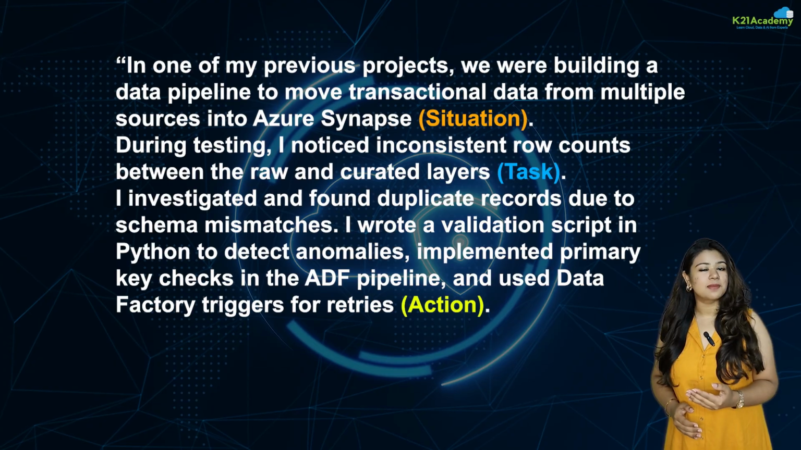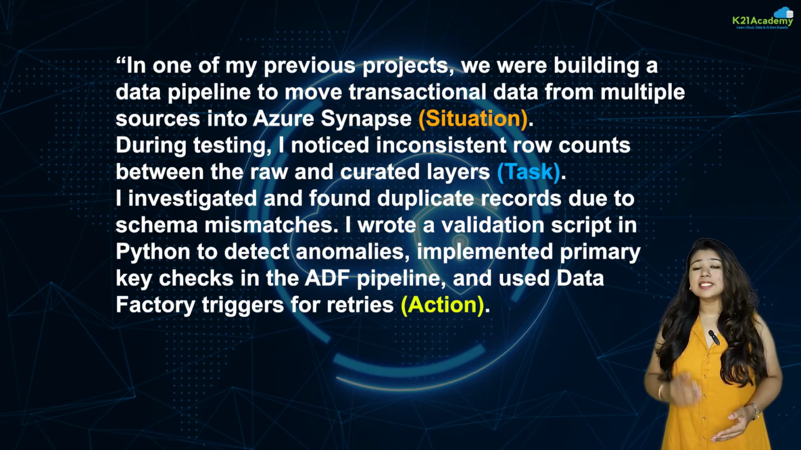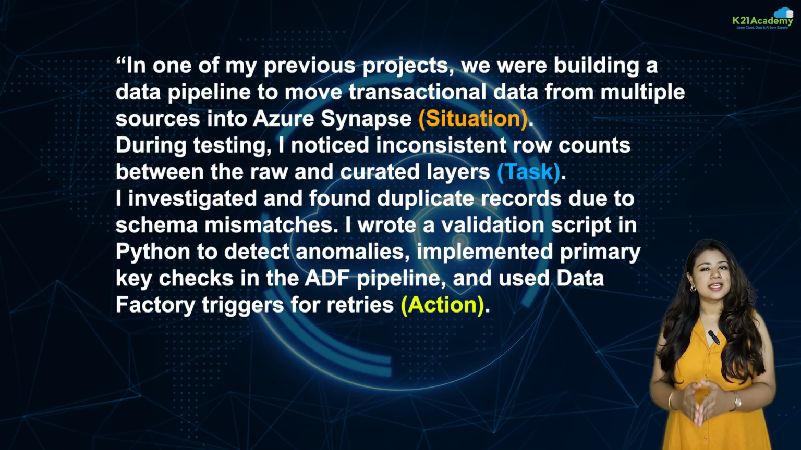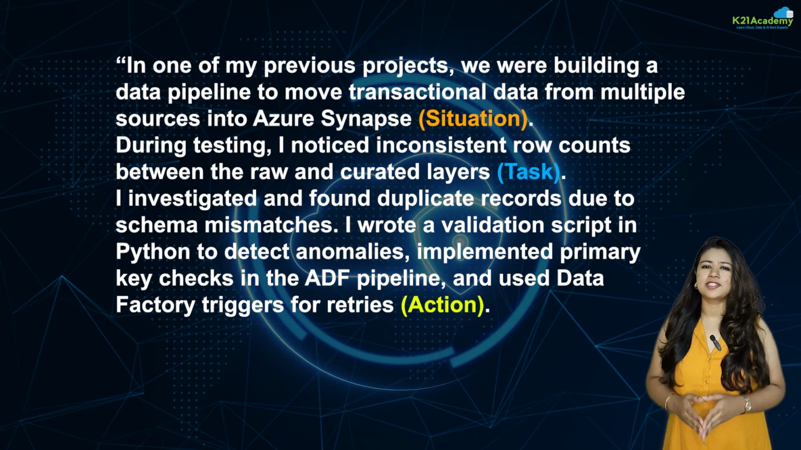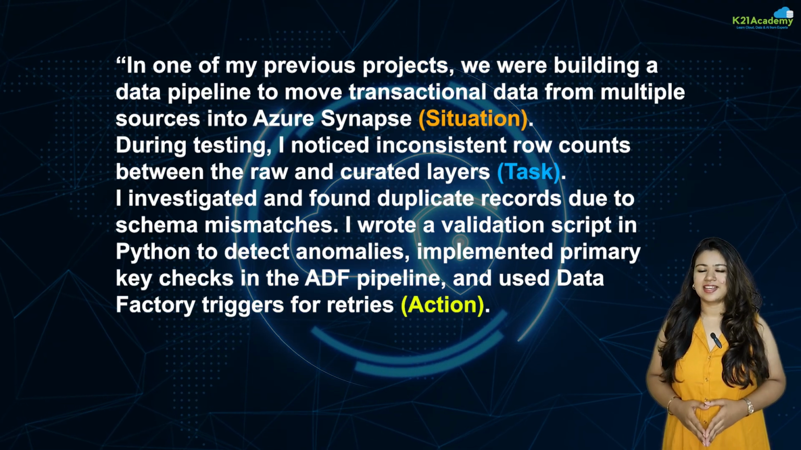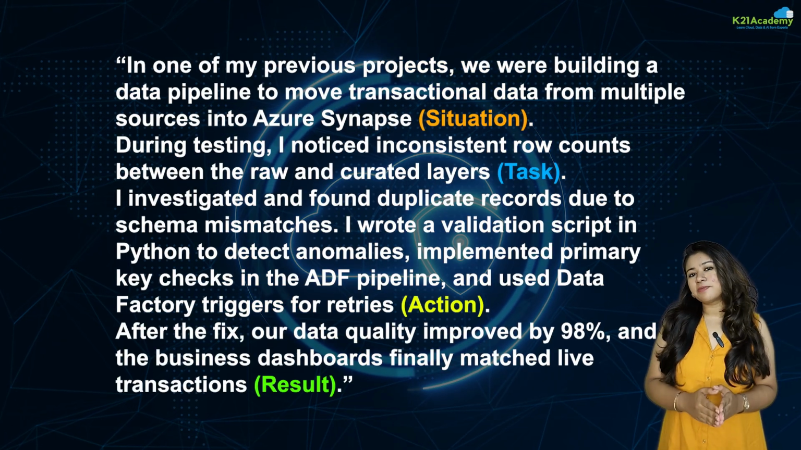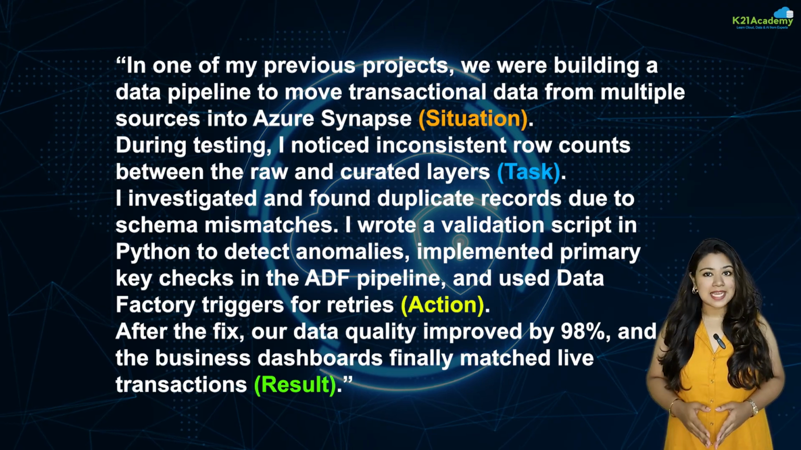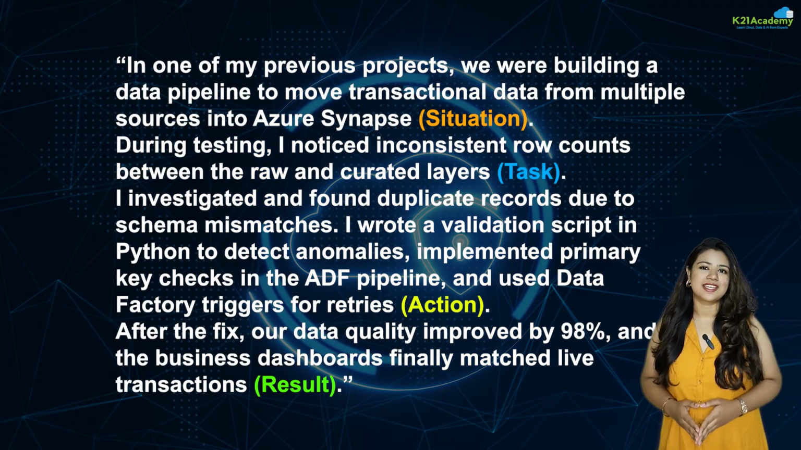I wrote a validation script in Python to detect anomalies, implemented primary key checks in the ADF pipeline, and used Data Factory triggers for retries, which is the action. And after the fix, our data quality improved by 98%, and the business dashboards finally matched live transactions, which is the result. So what's powerful here is that you are not just saying, I fixed a bug.